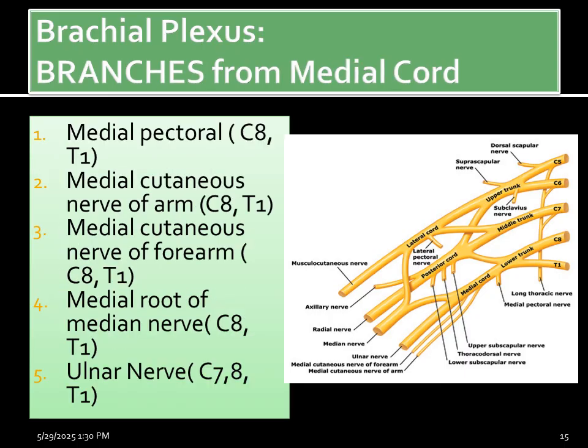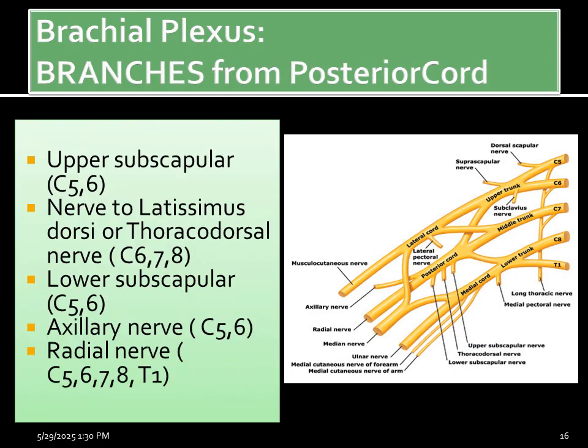The branches of the plexus from the medial cord: the medial pectoral nerve, the medial cutaneous nerve of the arm, the medial cutaneous nerve of the forearm, the medial root of the median nerve, and the ulnar nerve. These are all the nerve branches from the brachial plexus medial cord. The brachial plexus posterior cord has the upper subscapular nerve, the nerve to latissimus dorsi or thoracodorsal nerve, the lower subscapular nerve, the axillary nerve, and the radial nerve.